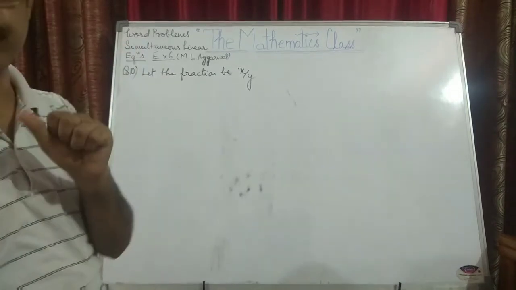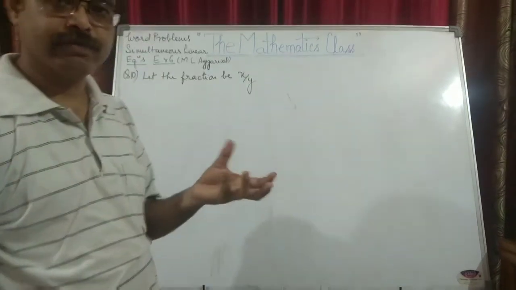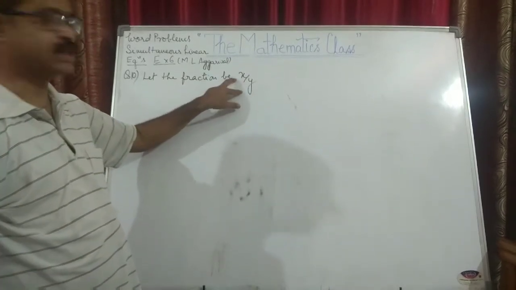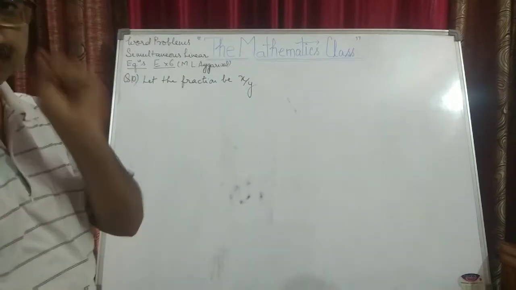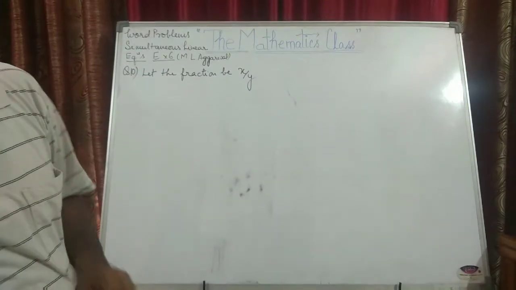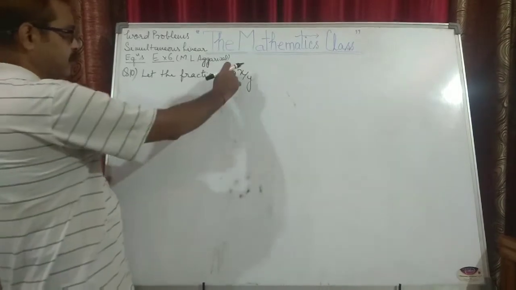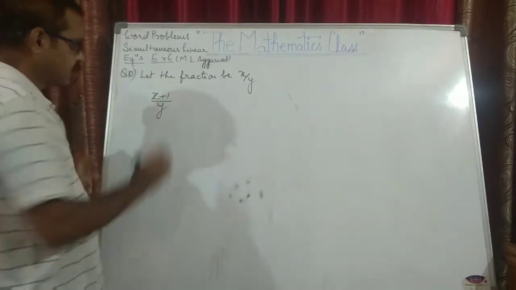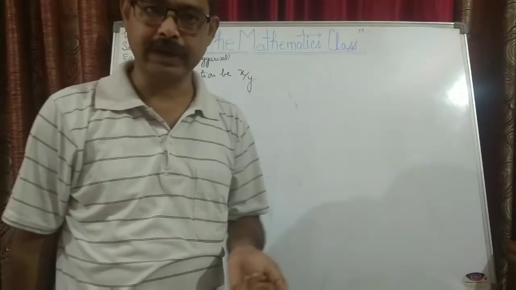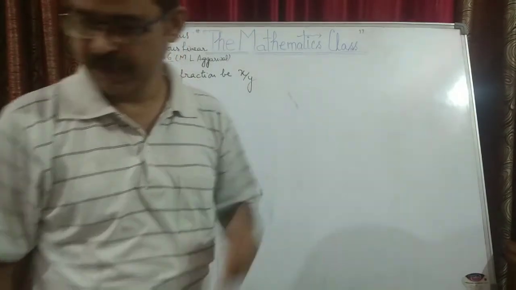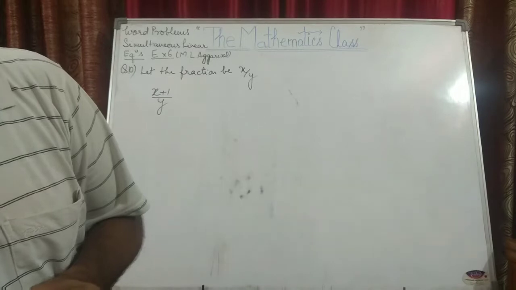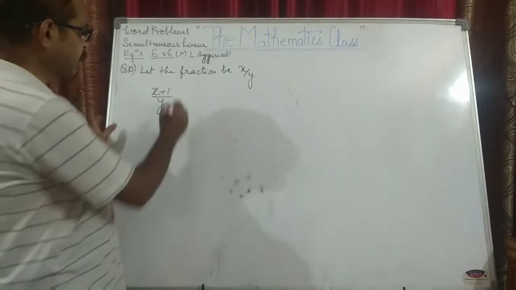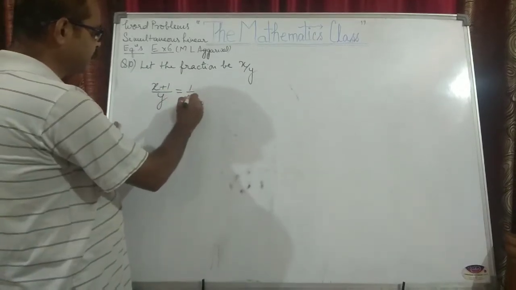So there is a fraction given. When we are assuming, we will assume that let the fraction be x upon y. These are two variables. Now in the first part, what do they say? If 1 is added to the numerator x, so x plus 1 upon y. If 1 is added to the numerator, it means that the denominator remains same. What happens? It becomes 1 upon 5.